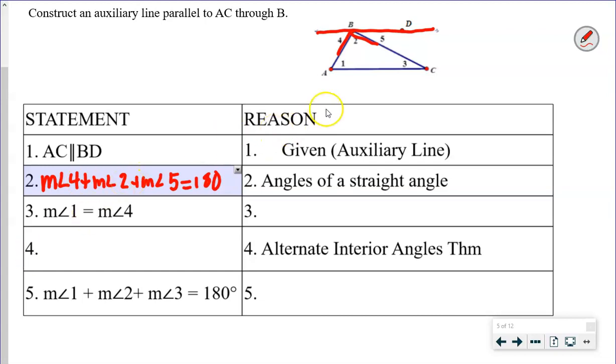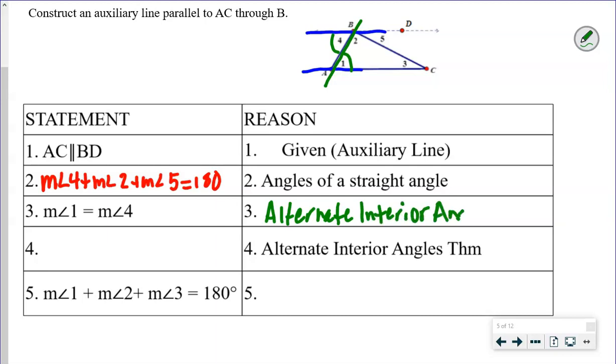So why would the measure of angle 1 be equal to the measure of angle 4? Okay, so let's look at this. Let's just extend this parallel line right here, okay? And I'm going to erase what I have up there so you can see it. Now we have these two parallel lines, right? And they're cut by this transversal right here, right? So why would angle 4 be congruent to angle 1? Aren't those alternate sides of the transversal and interior to the parallel lines? Yeah, so these are alternate interior angles, and that's the theorem. So that's what we're going to write there.